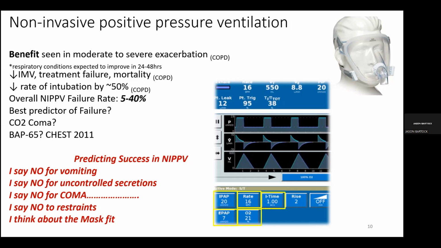Predicting success, I would say, as you become more and more comfortable with application and titration: if a patient is at risk for vomiting, non-invasive ventilation might not be a good modality for them. If they vomit into this mask, massive aspiration, I've seen it happen. So if a patient has uncontrolled secretions or is prone to vomiting, this might not be a good modality to choose. You may escalate quickly to invasive ventilation because of a lack of airway protection.